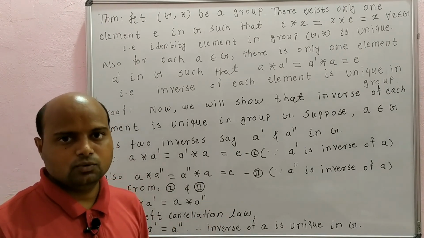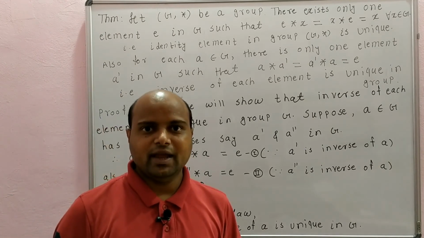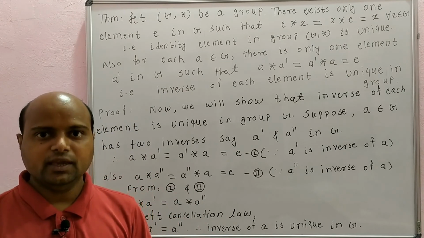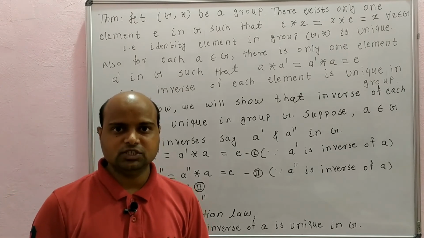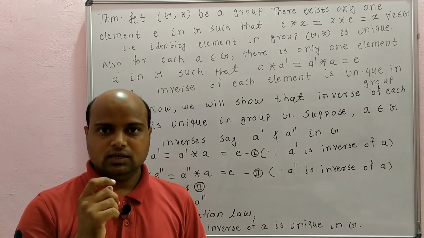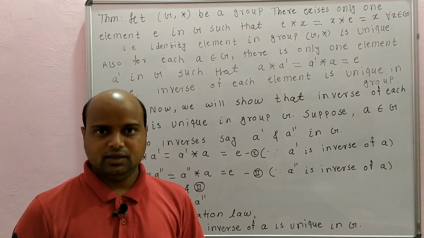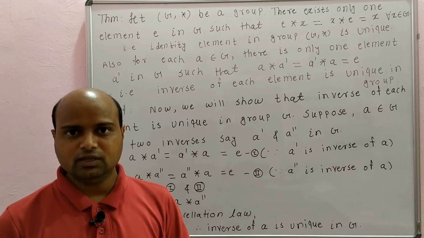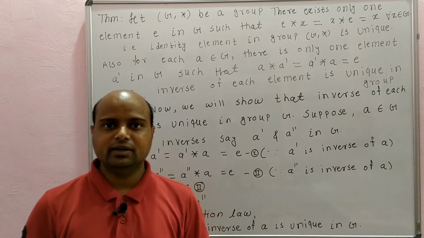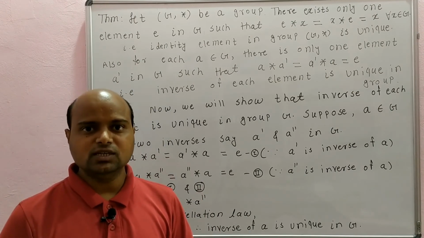In this video we learned the left and right cancellation laws hold in a group G. Any linear equation in group G has a unique solution and every element A in G has a unique inverse. Also we have learned the identity element of any group G is unique.